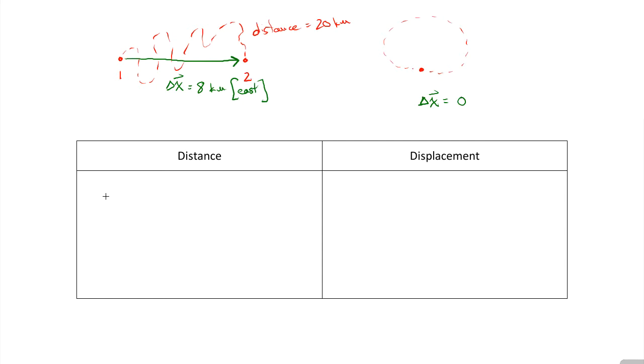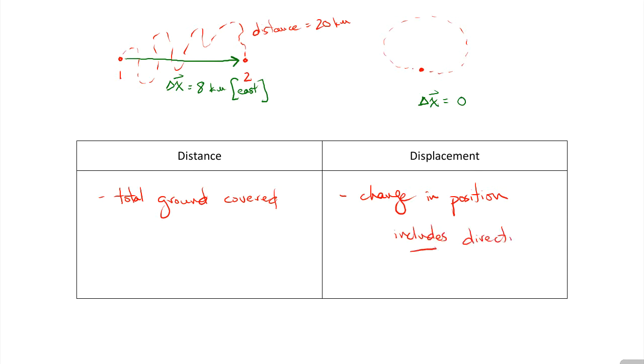So distance, if we were to explain it in words, distance is the total ground covered. And so in the example on the top left here, it's the length of that curvy dotted path. Whereas displacement is the change in position. And it's going to be measured relative to the origin, and it includes the direction. Okay, so that's the difference between distance and displacement and how to calculate displacement.